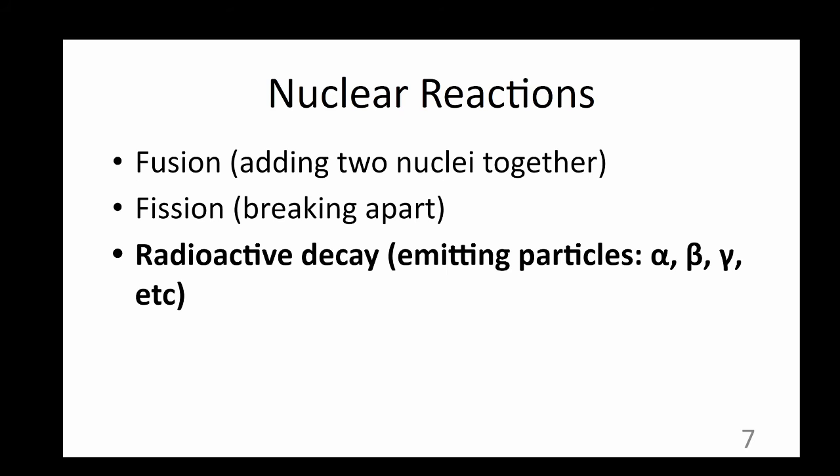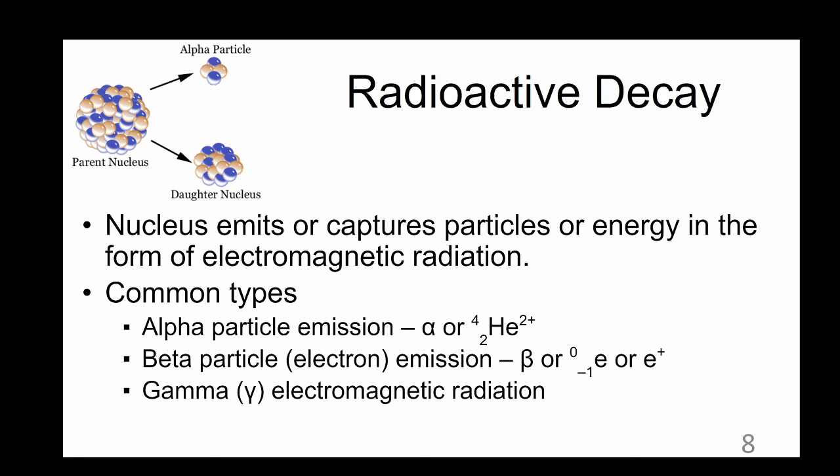The final type of nuclear reaction we will discuss is radioactive decay. In each type of radioactive decay, the nucleus emits or captures particles or energy, resulting in a more stable isotope. The common types are alpha particle emission, which involves a helium nucleus, beta particle emission, which involves an electron, and gamma radiation emission.